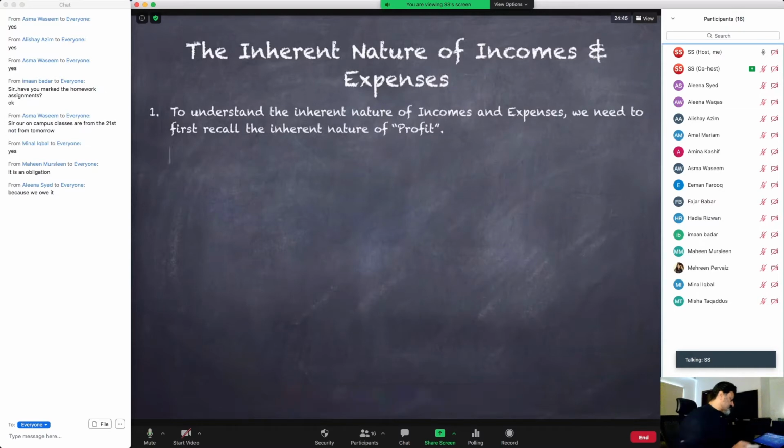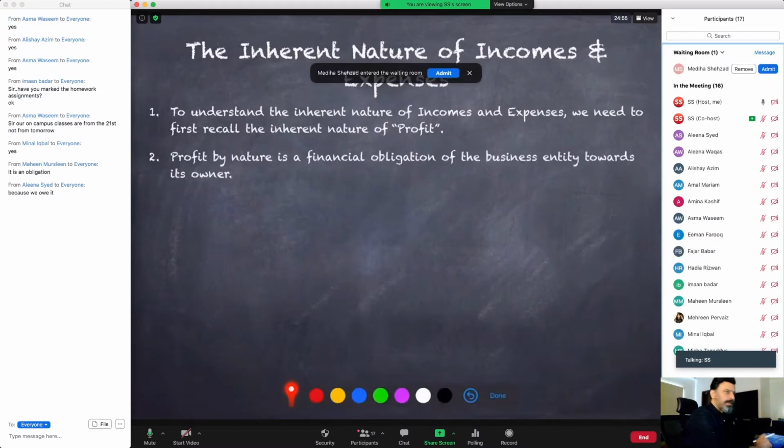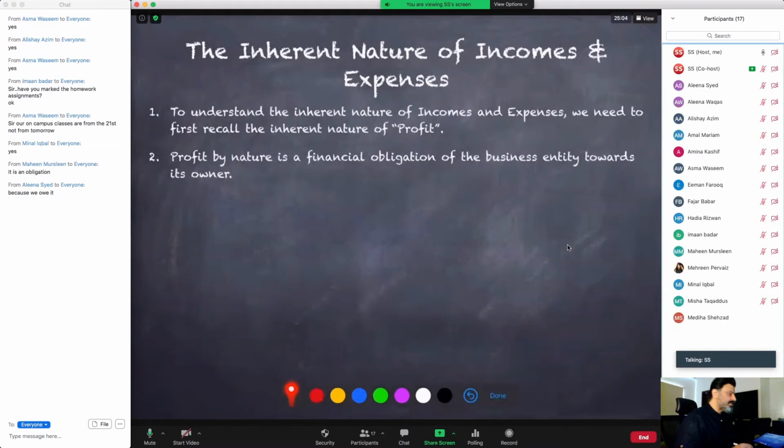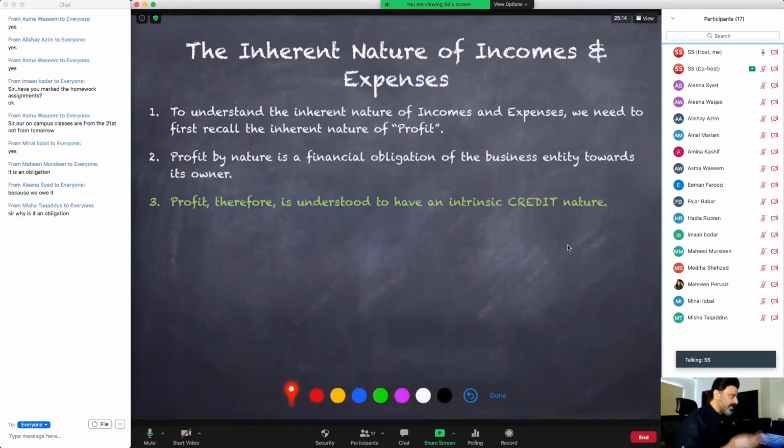The second point is the explanation, as Maheen and Alina have correctly identified it, and we agree that profit by nature is a financial obligation. Madiha was dropped. Let me put her back. So profit by nature is a financial obligation of the business entity towards its owner, and that is why profit carries a credit inherent or intrinsic nature. Intrinsic or inherent means the same thing. Misha, why is it an obligation? Okay, Misha asked, why is it an obligation?